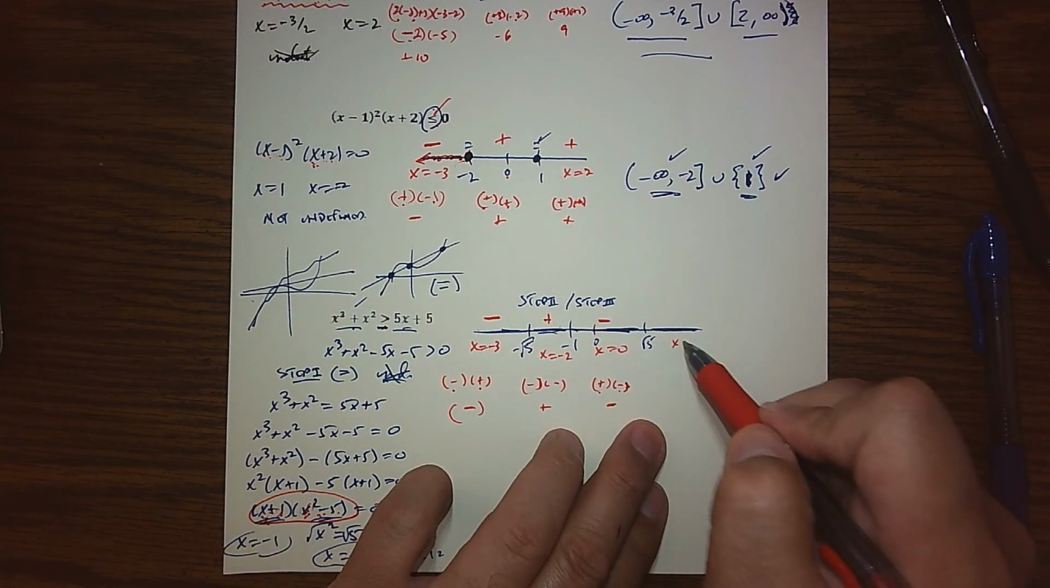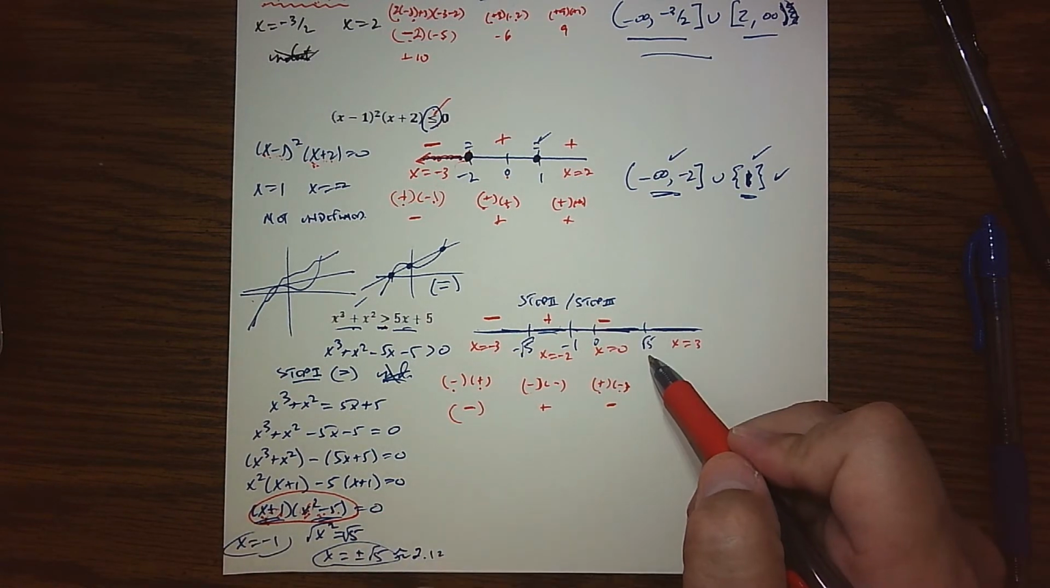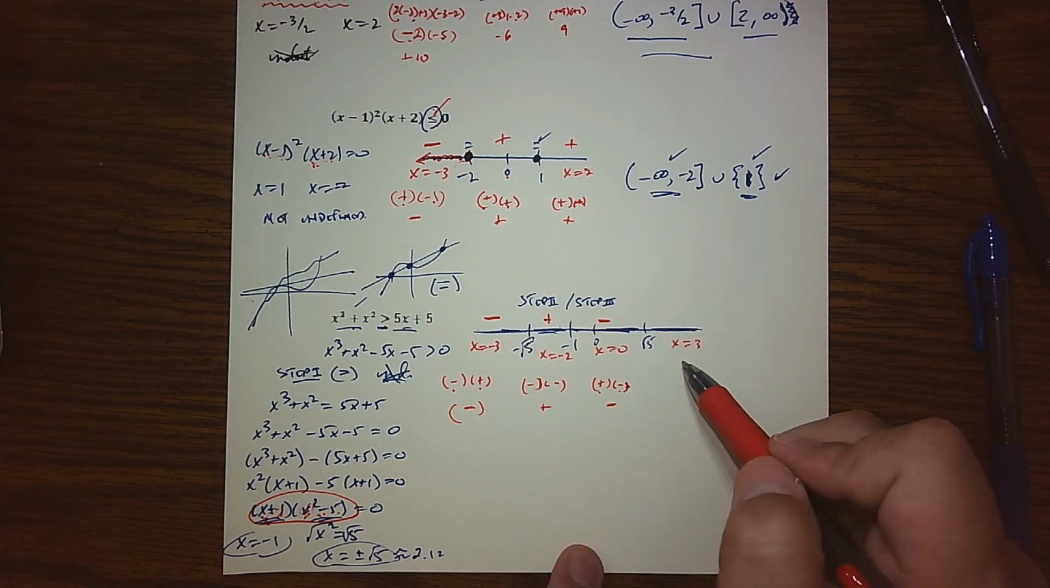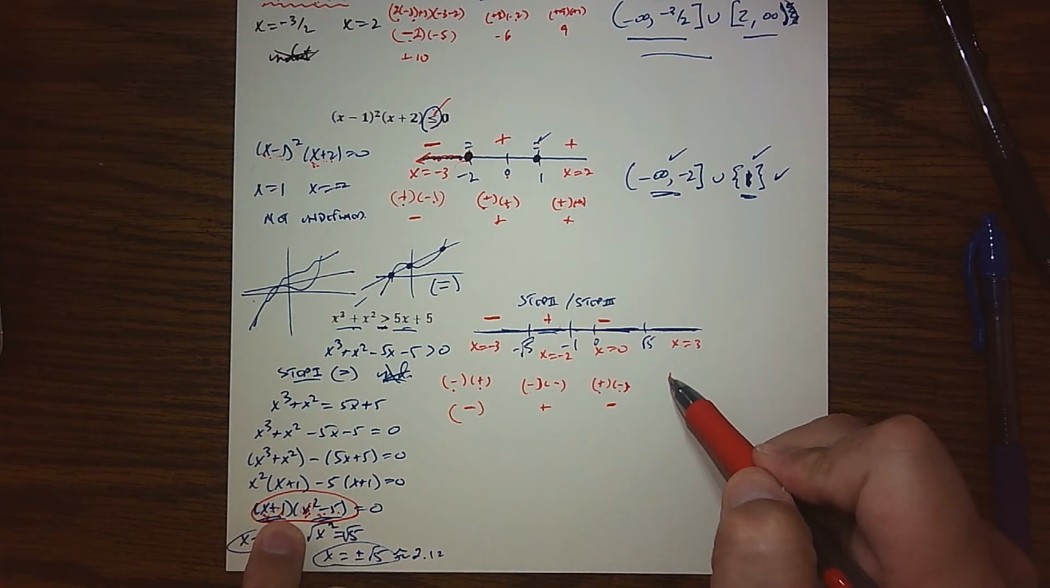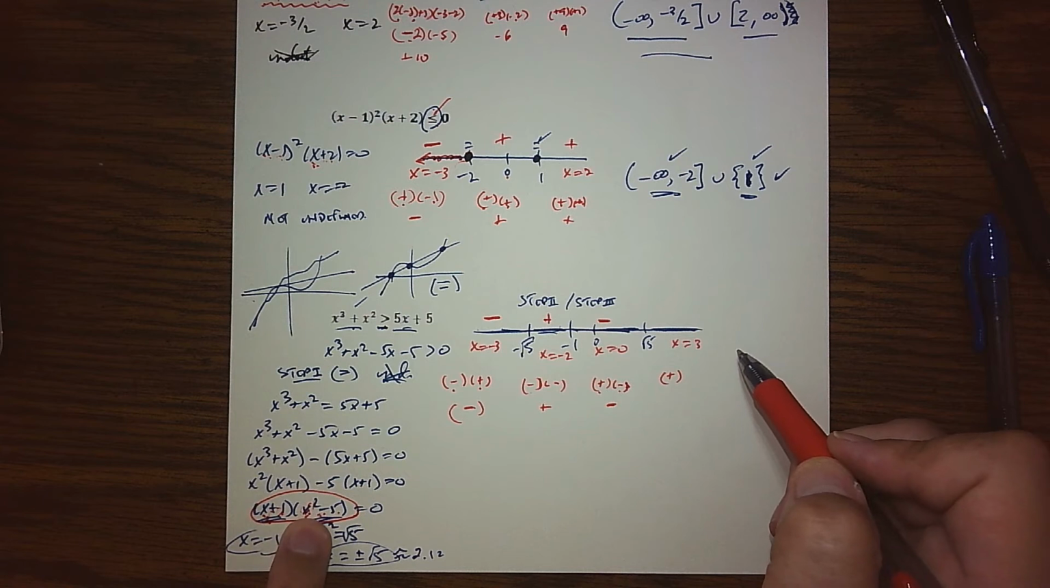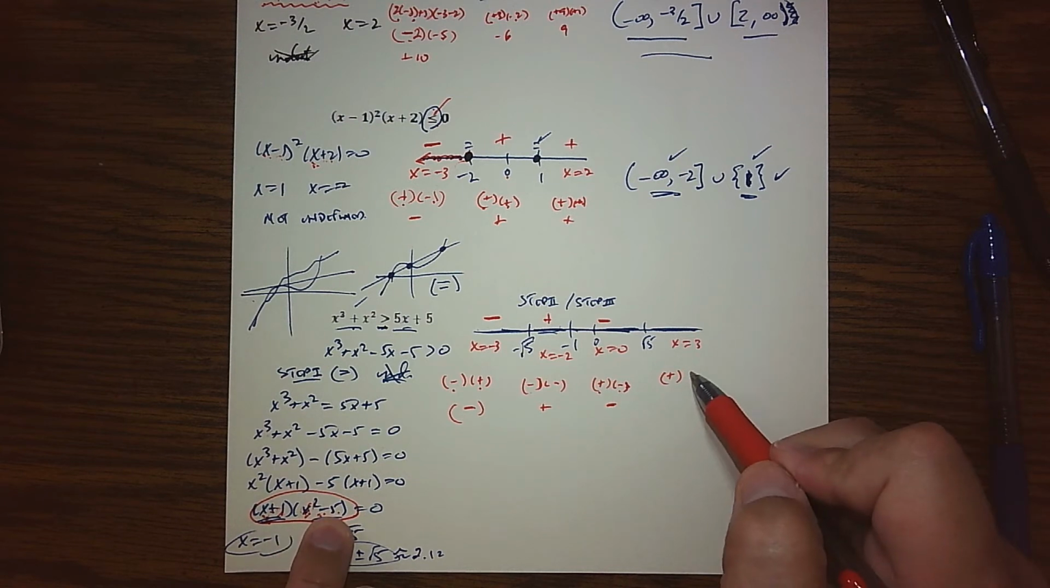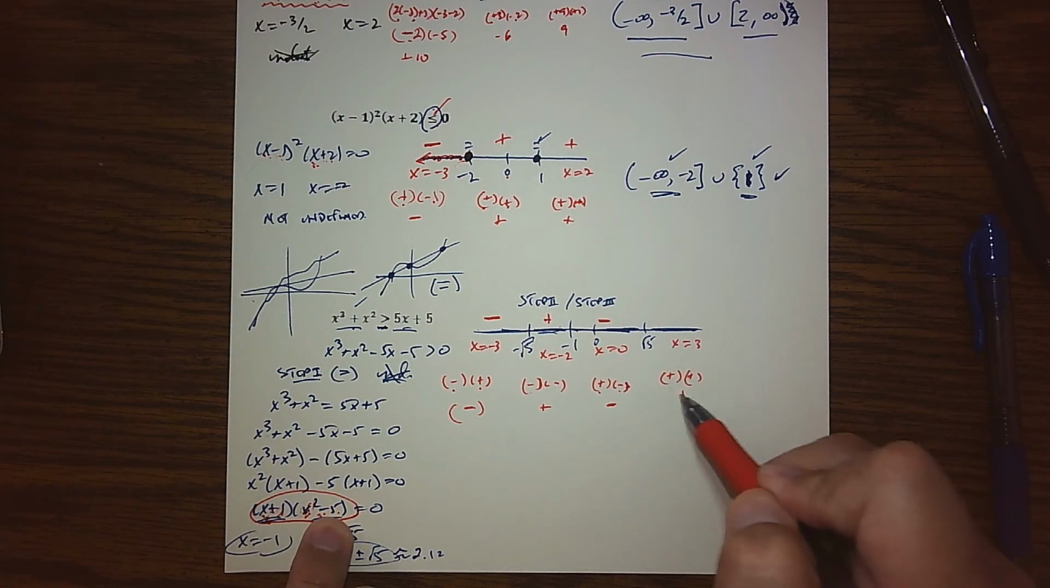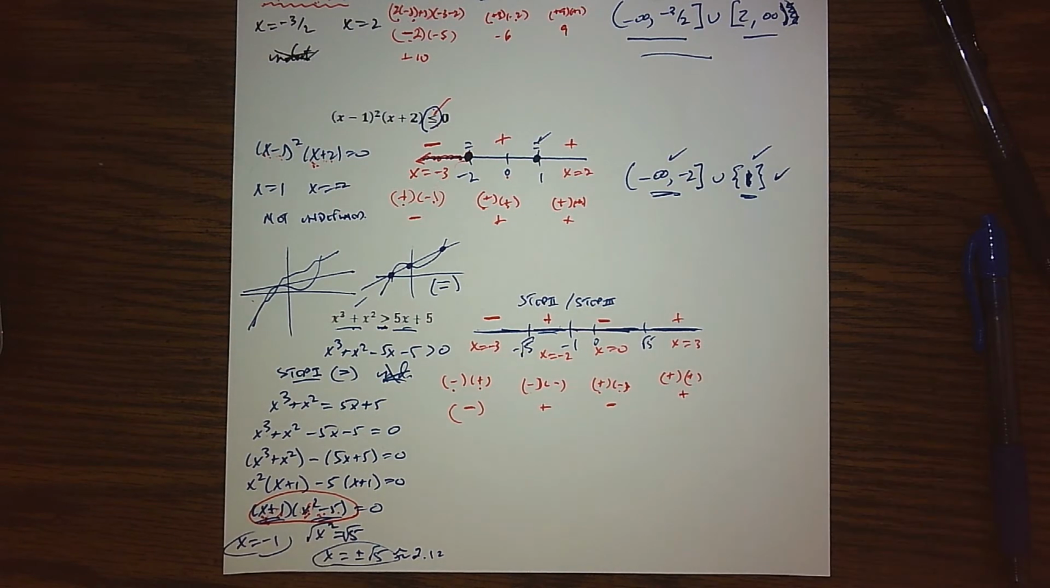And then last but not least, how about we use a 3, because that's roughly about 2.12. And 3 plus 1 is a positive 4, so it's positive. 3 squared is 9, minus 5 is a positive 4, so we're positive. A positive times a positive is a positive, so we're positive.